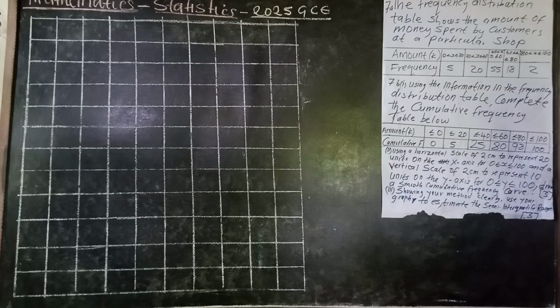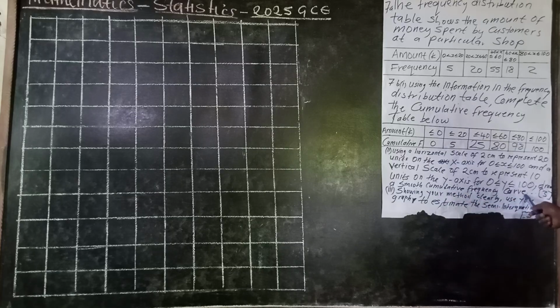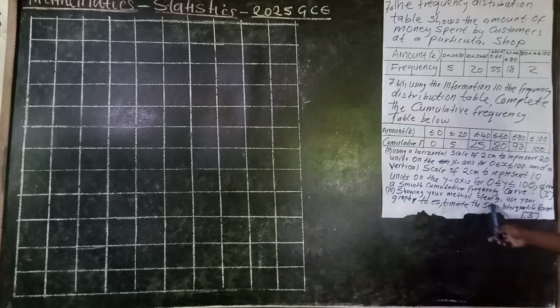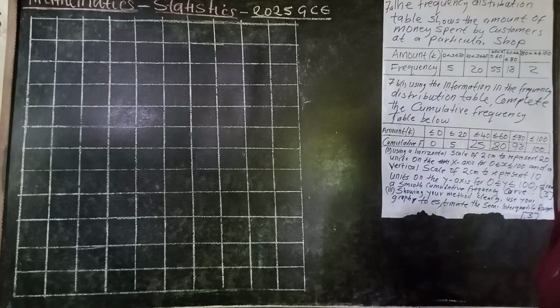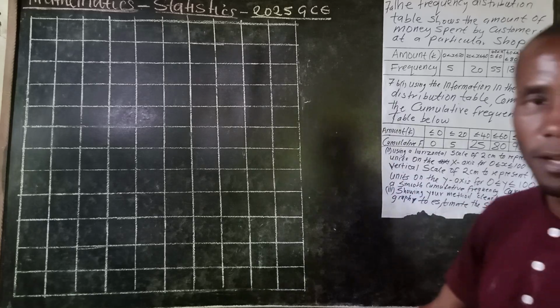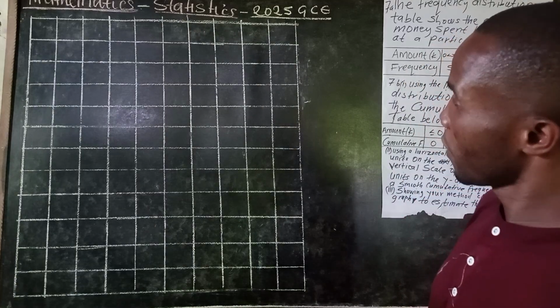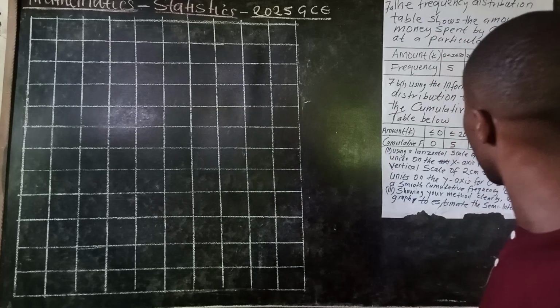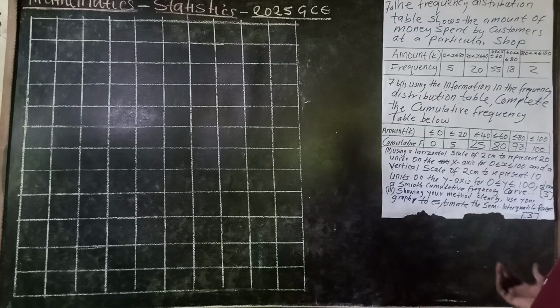So now the question. Draw a smooth cumulative frequency curve. This is 3 marks just to draw. So you have to draw there. Then the other one, showing your method clearly, use your graph to estimate the semi-interquartile range using the same graph that you are going to draw. So quickly pay attention so that I can show you how to draw the graph, as well as how to find the semi-interquartile range.